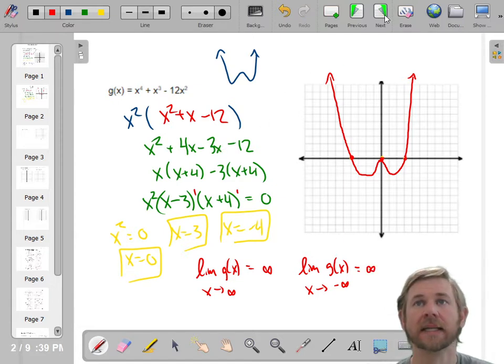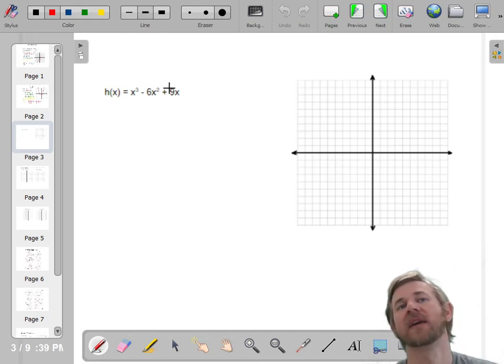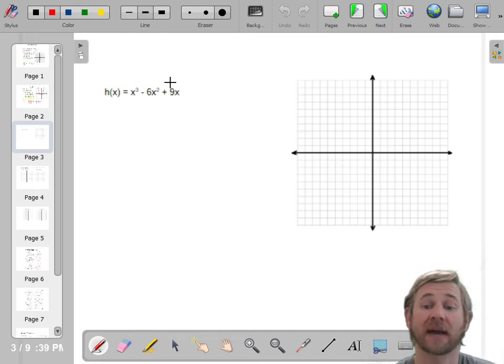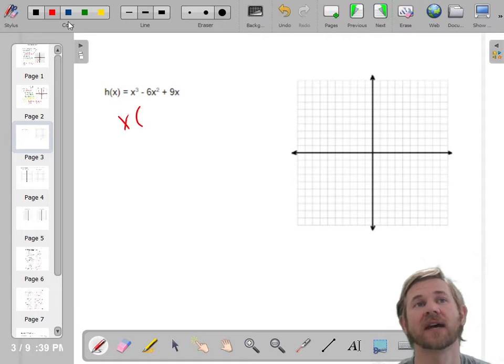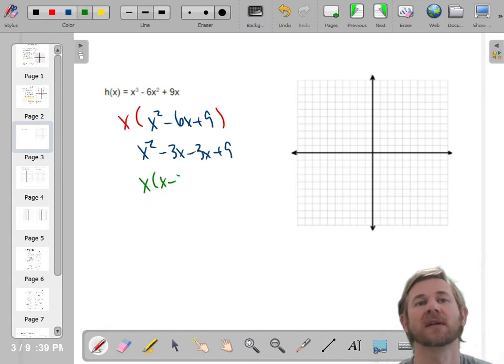Okay. Let's do one more like that, and then we'll do some different ones. So here we've got another problem, it's a cubic. I'm going to find the GCF. The GCF is x. I have x squared minus 6x plus 9. This is definitely factorable. The numbers that multiply to 9 and add to negative 6 are negative 3 and negative 3. So when I factor by grouping, x minus 3, minus 3, x minus 3.